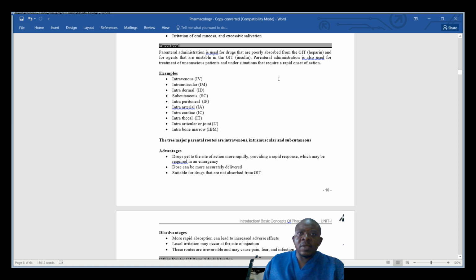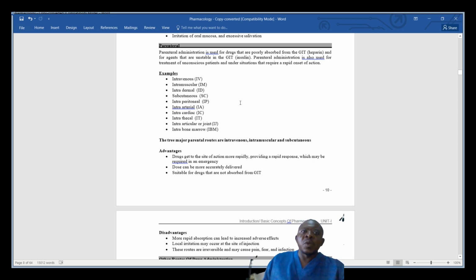Parenteral drug administration is used for drugs that are poorly absorbed from the gastrointestinal tract, like heparin, and for agents that are unstable within the gastrointestinal tract or GIT, like insulin. Parenteral administration is also used for treatment of unconscious patients and under situations that require a rapid onset of action or emergency.